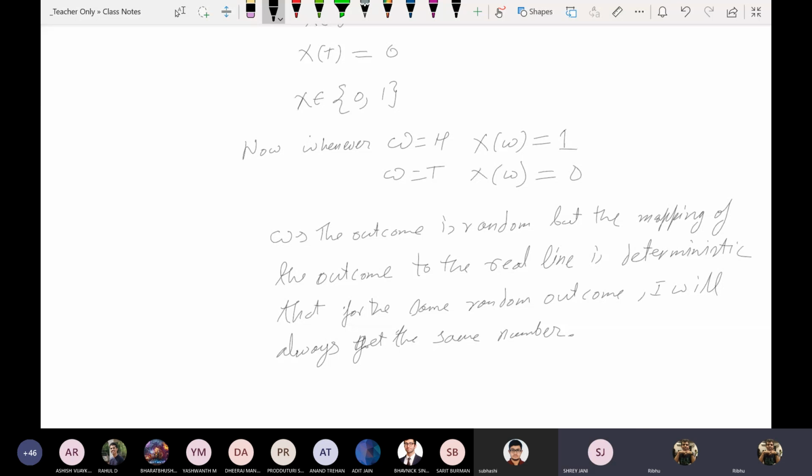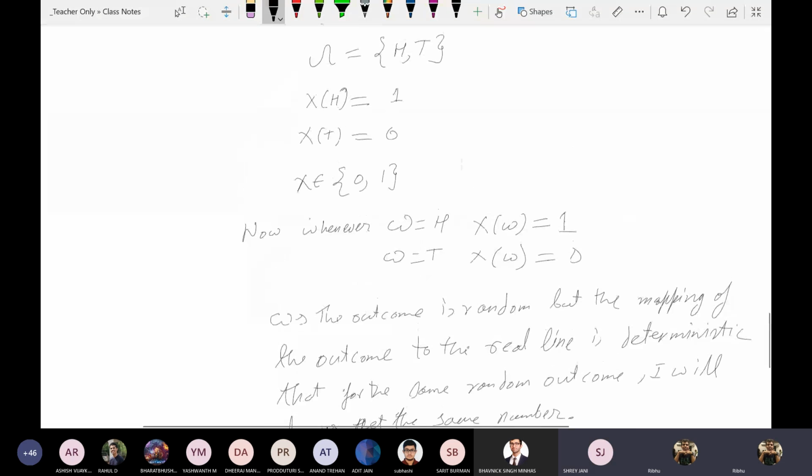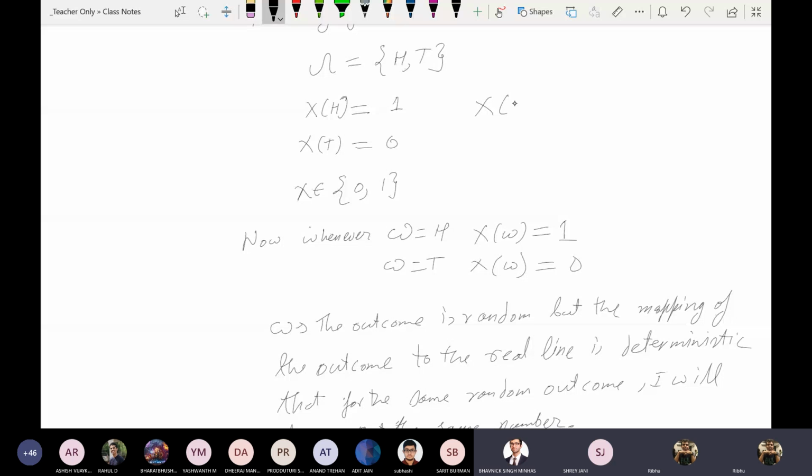Bhavnik, can you please elaborate? I mean that if we're mapping it to a real line, we're putting an ordering on them, right? Like tails is less than heads because heads is 1 and tails is 0. You can always say that, I did it out of habit. You can also say that X of h equals 5, X of t equals 100. This is equally valid. That would still be an ordering, right? Yeah, this is a good question.